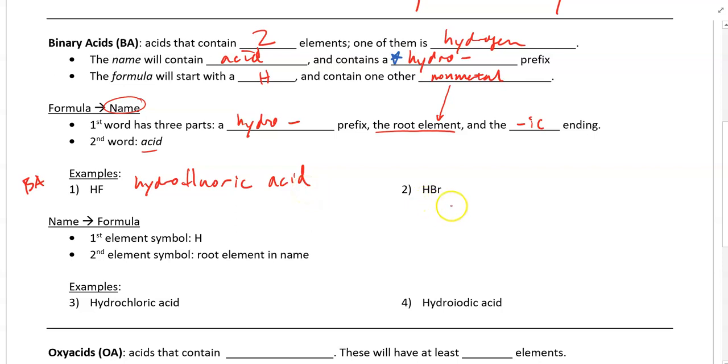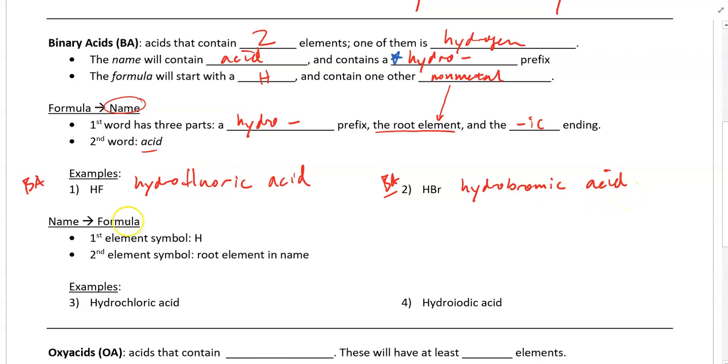HBr, similarly, we look at the type of compound it is. It's got an H in front, so we know it's an acid. There are only two elements involved, so it's going to be binary. So in this case it's a binary acid, and I'll write a little BA next to it to remind ourselves. Let's do the name. Br is the root element, the core element here, so we use hydrobromic, and then acid. So hydro, element root, ic, acid: hydrobromic acid.